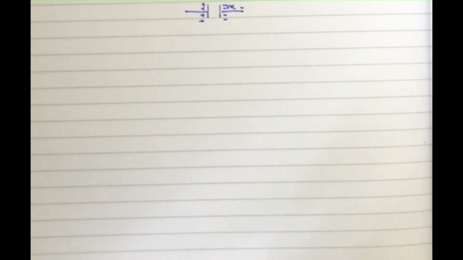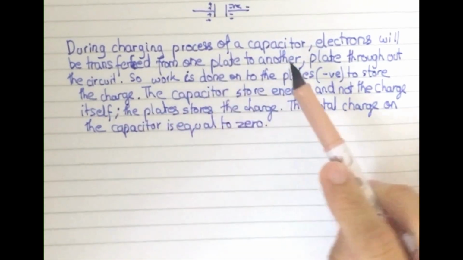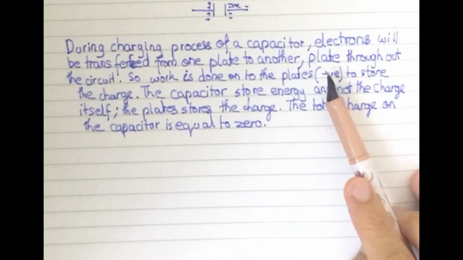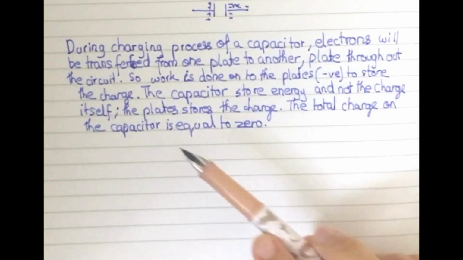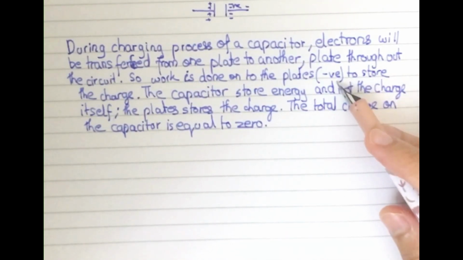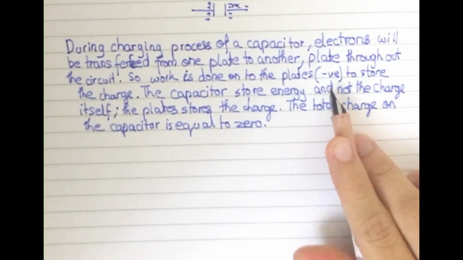So let me write the sentence for you guys. I have written the sentence: during the charging process of a capacitor, electrons will be transferred from one plate to another plate, throughout the circuit. So work is done onto the plates. I have written negative charge, so you can mention it as well, or if you don't want to mention it, it is not a big problem.